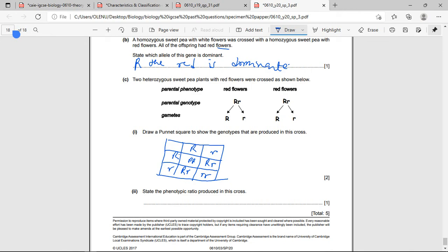Now the next question is, state the phenotypic ratio produced. That is simple. Phenotype is their physical appearance. We have 3 red and 1 white. That is 3:1. So 3 red to 1 white. Okay, thank you.